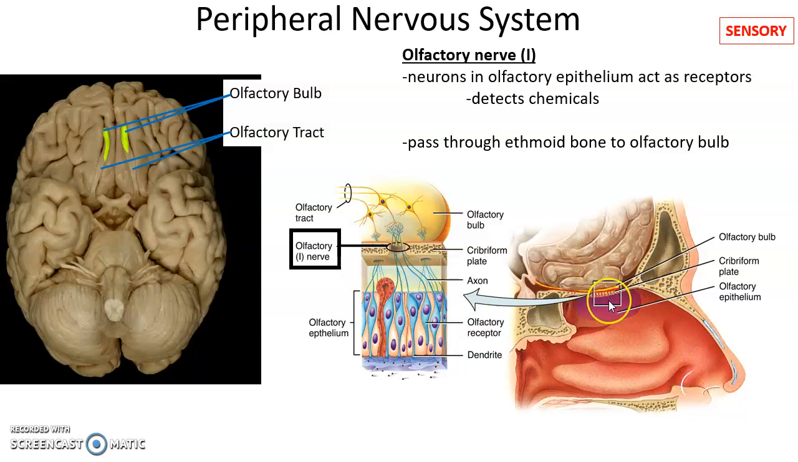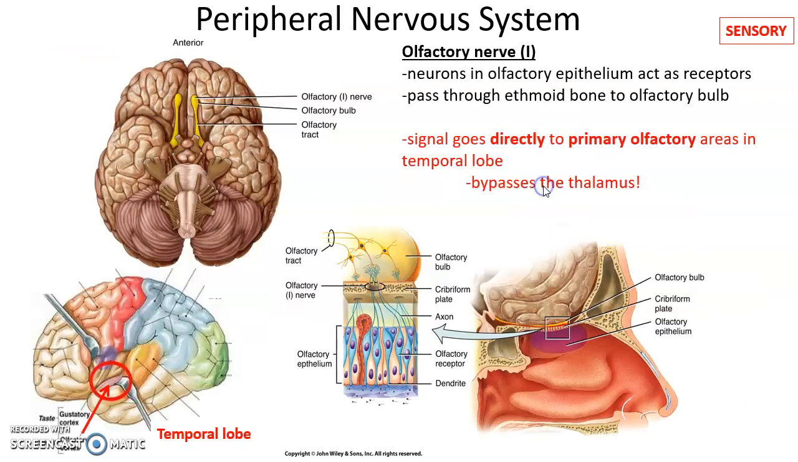Chemicals that we breathe in through our nose will bind to the receptors, and then that information, that stimulus, will get sent via sensory neurons through the cribriform plate of the ethmoid bone up to the cranial cavity. There, they will synapse in the olfactory bulb. So here are the olfactory bulbs on the inferior surface of the frontal lobes. And then the olfactory bulbs will transmit that information down the olfactory tracts, and it'll eventually arrive in the temporal lobes, primary olfactory area.